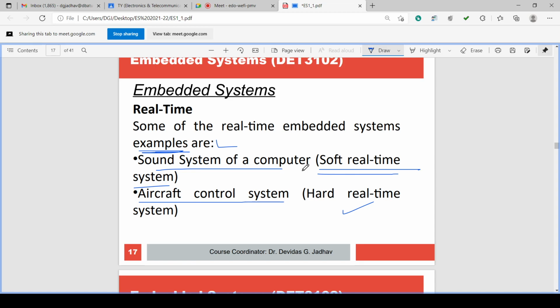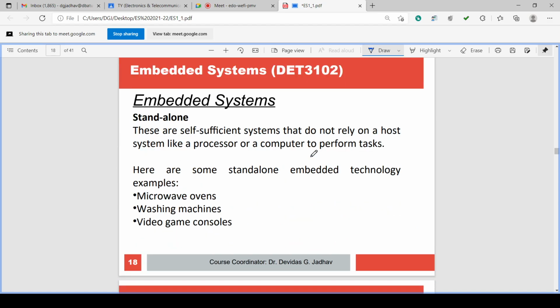But in the case of an aircraft control system, if a slight change in a parameter is there, there may be the possibility of a very high hazard, a very big accident. In those conditions, hard real-time systems are required. So the time deadline is maintained. The time deadline has priority. So these are the examples.